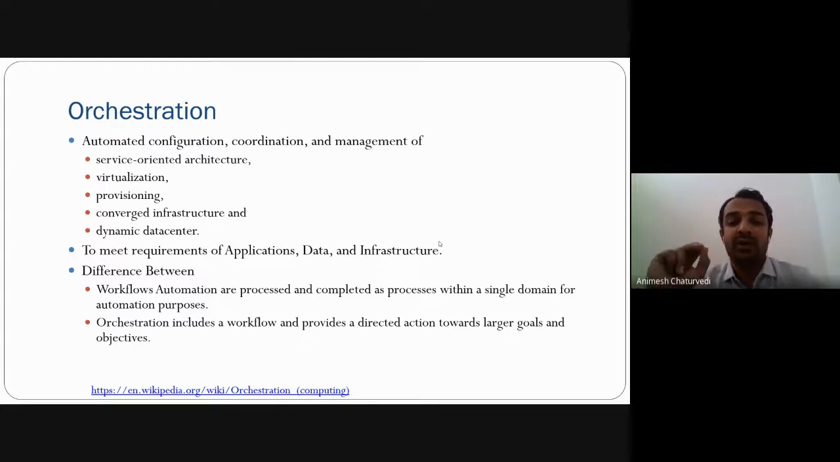Workflow automation deals with complete processing for a single domain for automation purposes. For example, the automation for claiming insurance for a vehicle or car. There is an automation workflow for how the client brings his car to a showroom service center, and the service center raises an insurance claim that these parts are damaged. So this insurance needs to be recovered, and the insurance company will start processing.